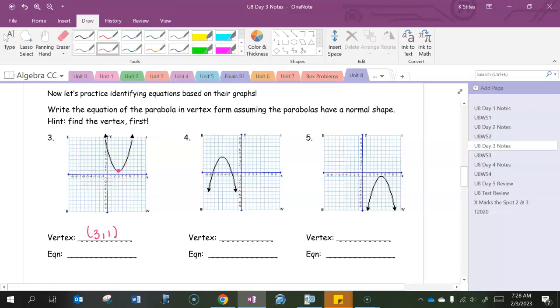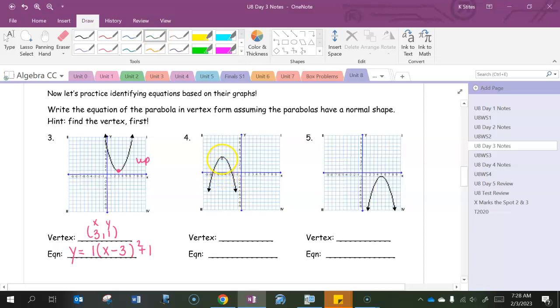Okay, so now when you write your equation, make sure you always have a y equals. You're going to open your parentheses, and remember the x coordinate is the one that switches. So since this is a 3, when we put it in parentheses, we're going to put x minus 3, and then the y is the positive 1. That's going to go out here, and then the final thing you need to check is whether this is up or down. This is an up, so it should be a positive 1 out front.